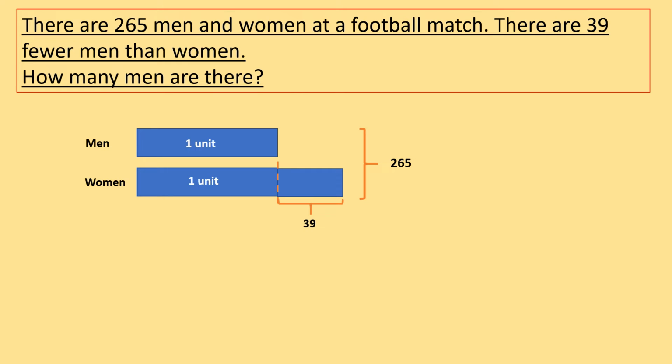So if we label these as 1 unit each, because obviously they are equal in value, if you eliminate 39, this value and this value will actually be equal. So you have 1 plus 1 unit, which is 2 units. They're actually 265 minus 39, which gives you 226. So 2 units equals 226. So 1 unit will be 226 divided by 2, which will give you 113. So that will be 1 unit.